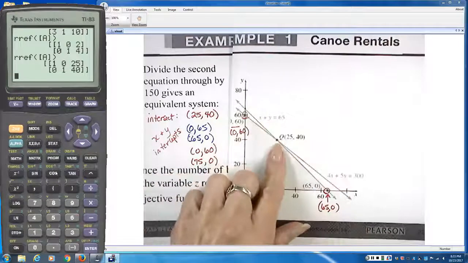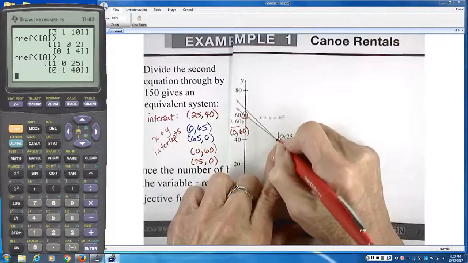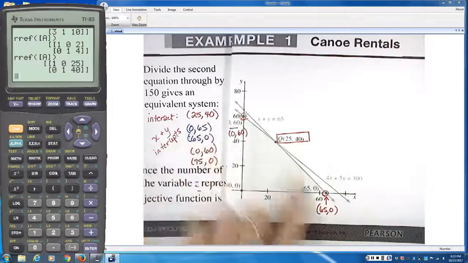And we were pretty sure, before we ever started, that this was going to be a corner point. So that's our intersection point, (25, 40). So here's our three corner points.